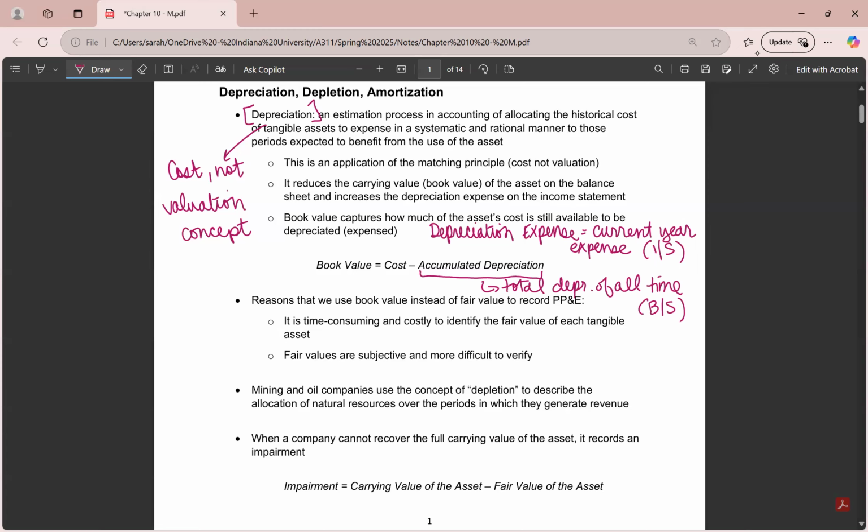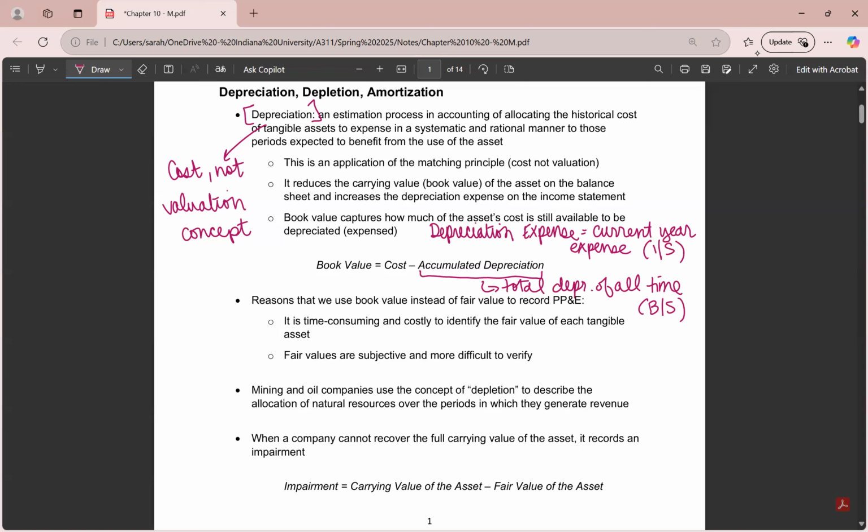And then we have the formula for book value, which is cost, historical cost, minus accumulated depreciation. And this just captures how much of that asset's cost is still available to you to be depreciated, to be used up over time.